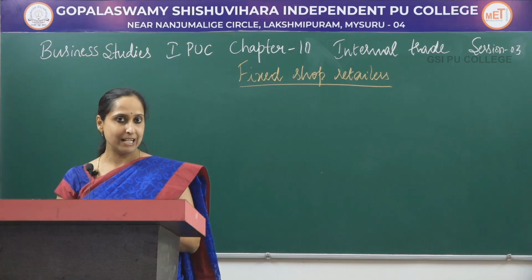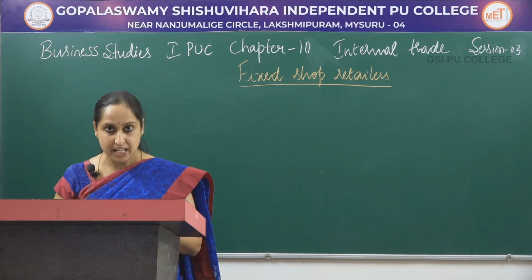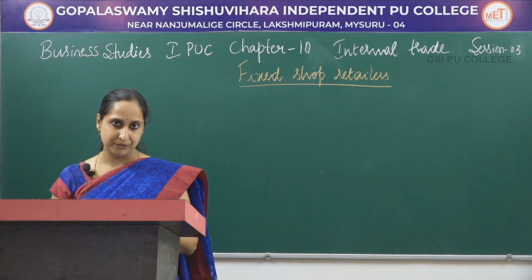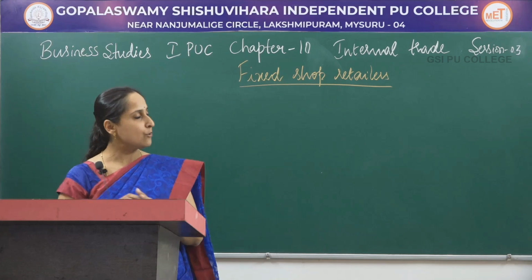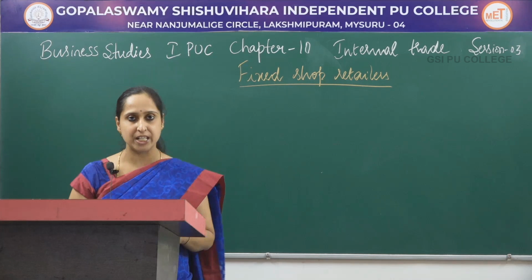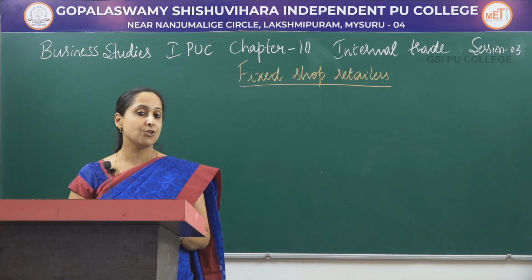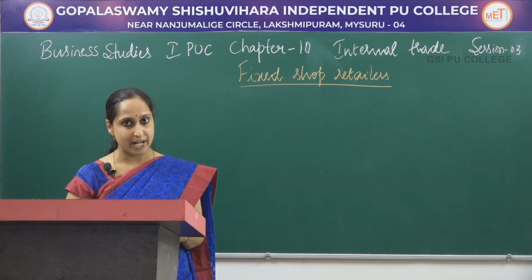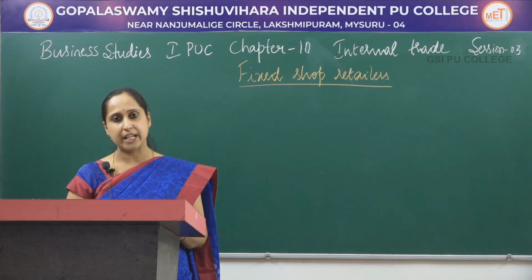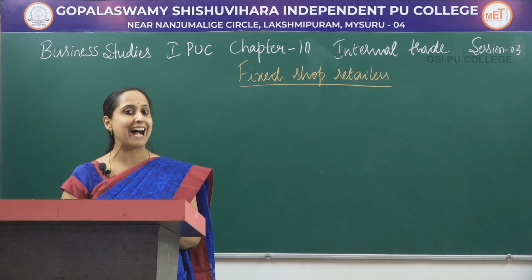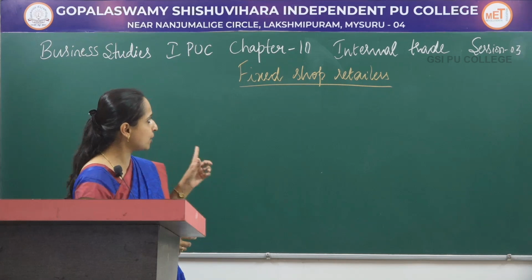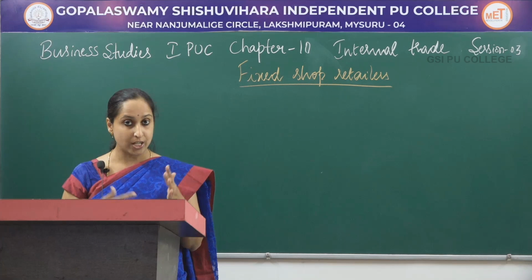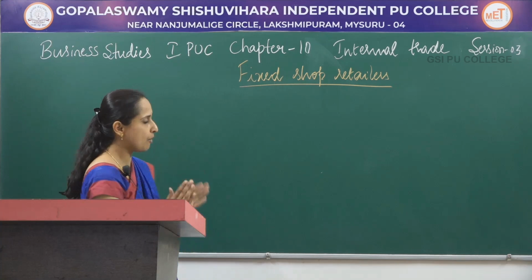In this session, let's continue with chapter 10, that is internal trade. This is session 3 and today's topic is fixed shop retailers. In the previous session, I explained about types of retailing trade. In types of retailing trade, you have two types: one is itinerant retailers and the other is fixed shop retailers. In this session, let us try to understand fixed shop retailers.